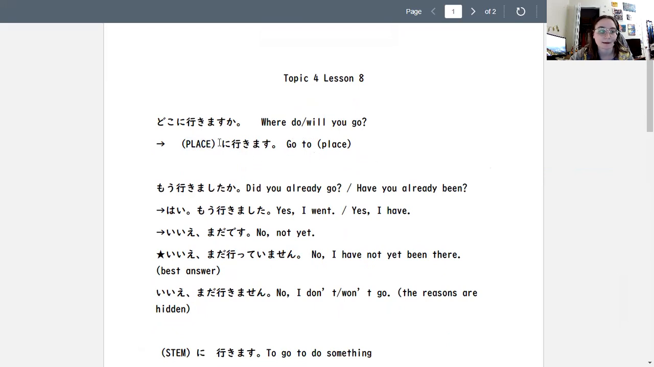So going back to, I think, either earlier in this lesson or lesson 7 when I went over this, the example I used was McDonald's. So McDonald's ni ikimasu. Or if you want to say that you're going home, you could say uchi ni ikimasu. If you're going to a restaurant, you could say restaurant ni ikimasu.